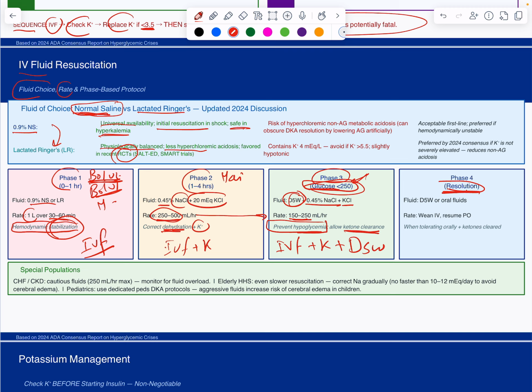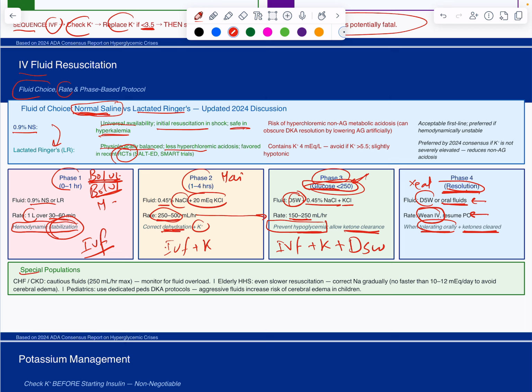Here we can just keep the patient on D5W if they are not eating. If the patient is eating, we can just rely on oral fluid. And right here, we are trying to wean off the IV fluid and resume the PO. Remember, before stopping the IV fluid, you need to start oral feeding. So here, the patient starts having less nausea, less vomiting, less abdominal pain, so they will be tolerating oral diet, and at this point, the ketones will be cleared as well.